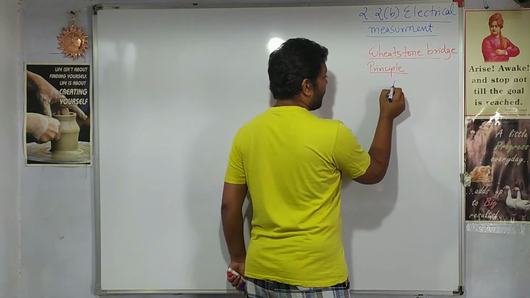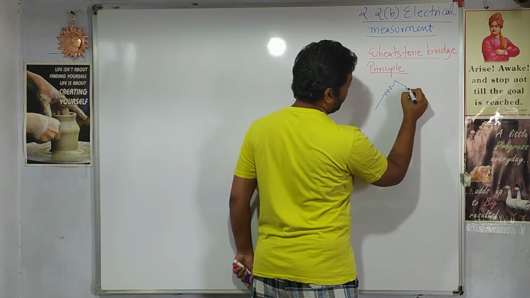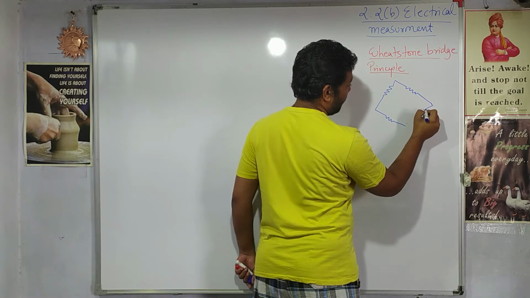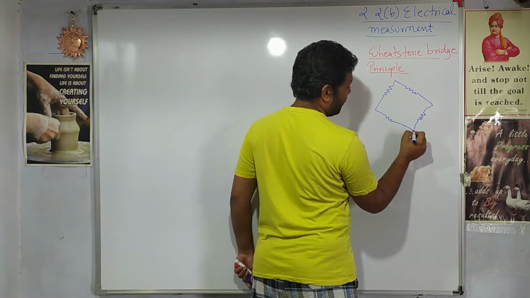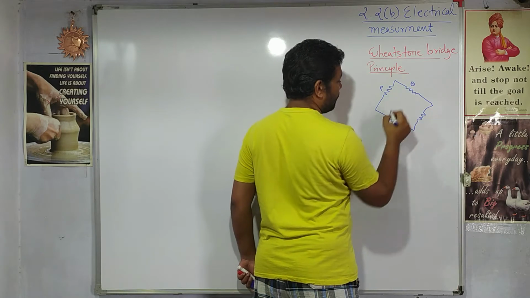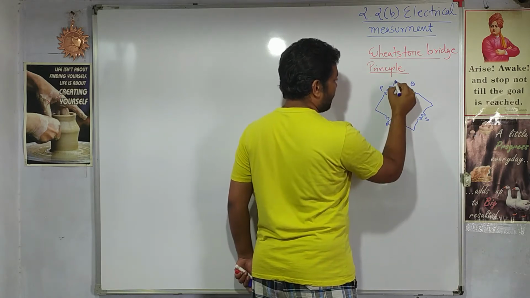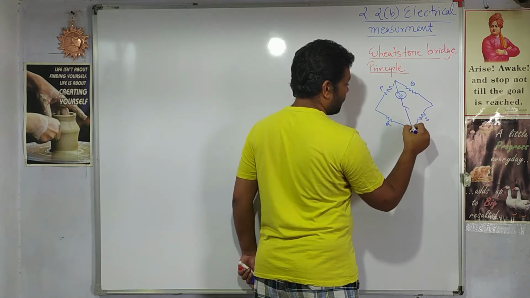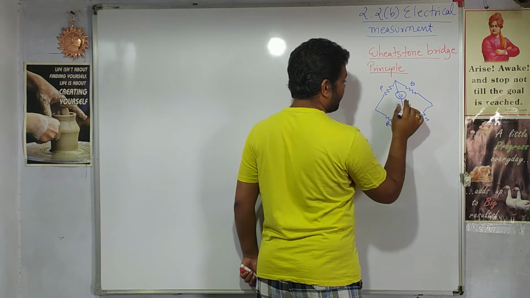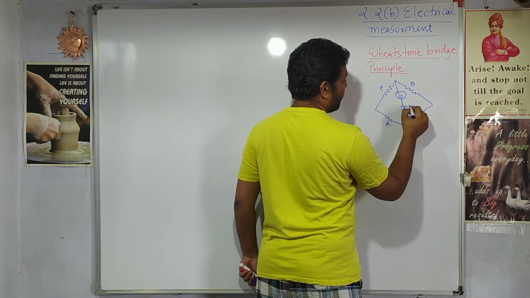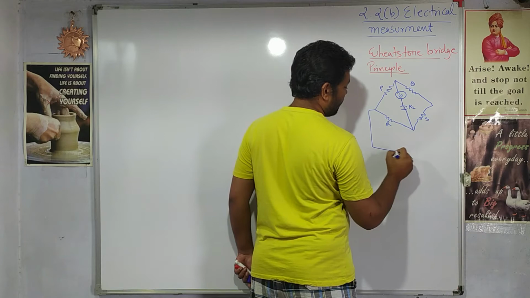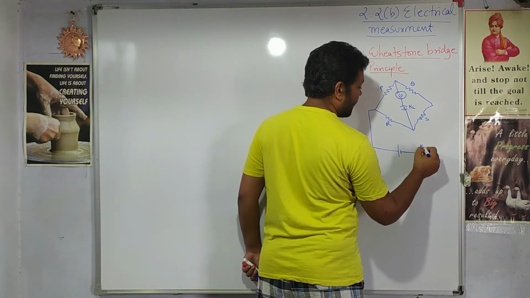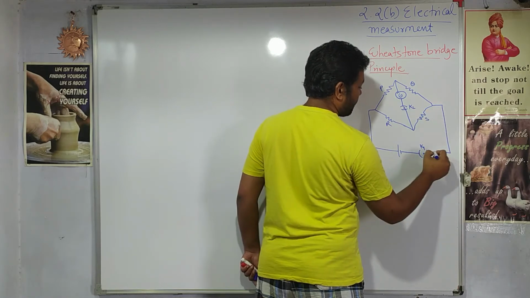A Wheatstone bridge is a combination of four resistors arranged in the form of a bridge. They make a quadrilateral, P, Q, R, S. There is a galvanometer connected in the center. There is a switch, you can say a tapping key, K2. There is a battery and one more tapping key or switch, you can say K1.